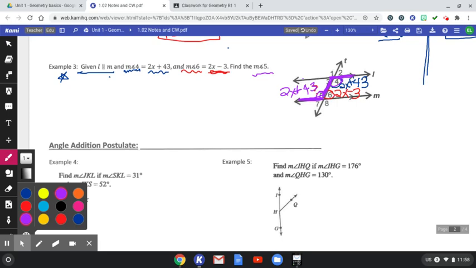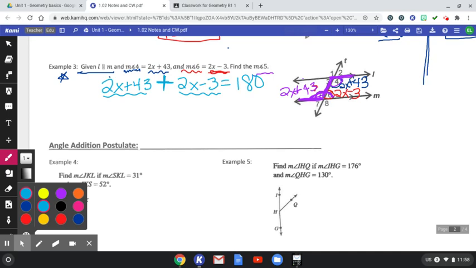So what we have to do is set up an equation. We're going to see that 5 and 6 form a linear pair. So we're going to add these two angles, 2x plus 43 added to the other expression, 2x minus 3 equals 180. So this is one of the angle expressions. This is the other one, and we added them together.